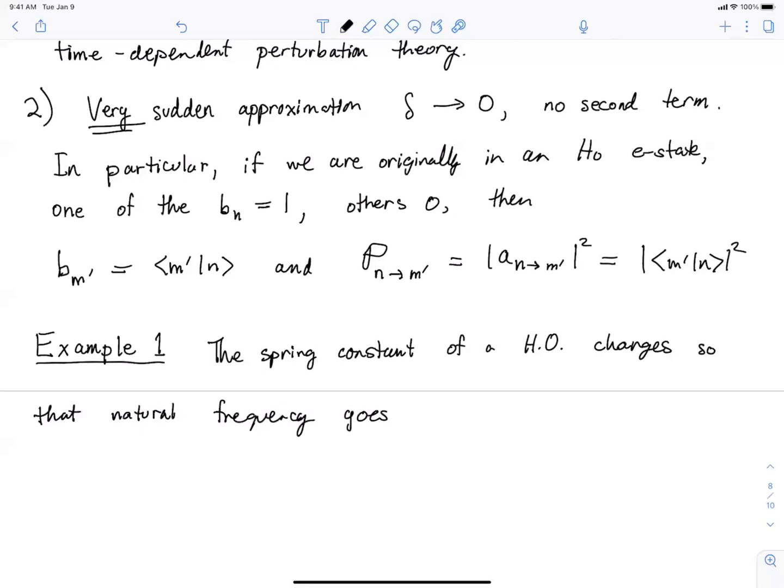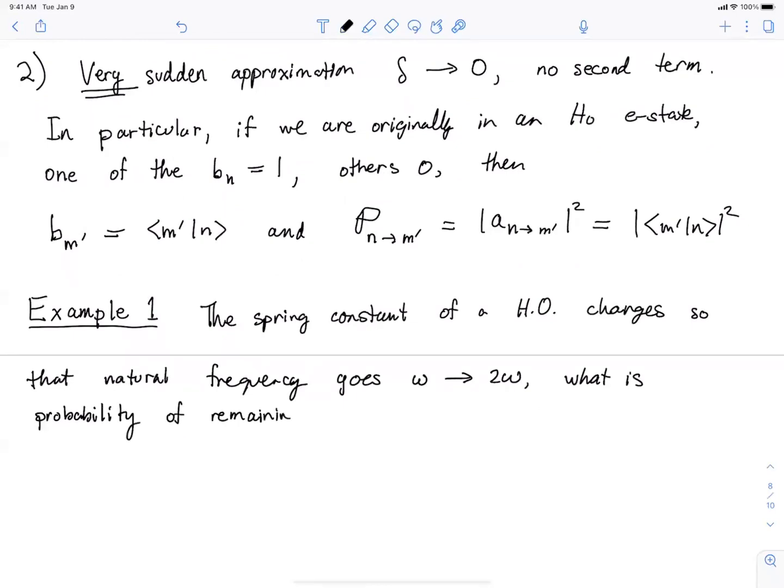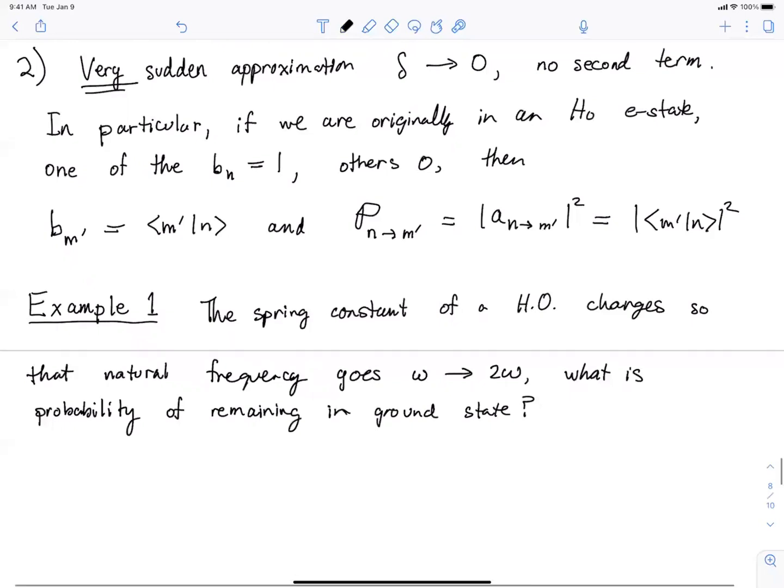And then you can ask, given that happening very suddenly, what's the probability of remaining in the ground state? So the key thing to realize when you're attacking a problem like this is, what does it mean to remain in the ground state? The wording is a little bit tricky because the ground state is changing. The ground state before you change the frequency is different from the ground state after you change the frequency.